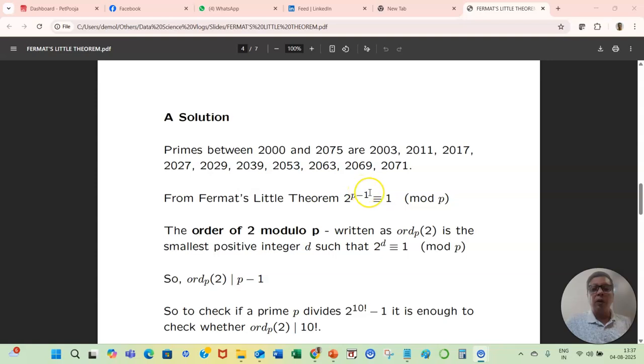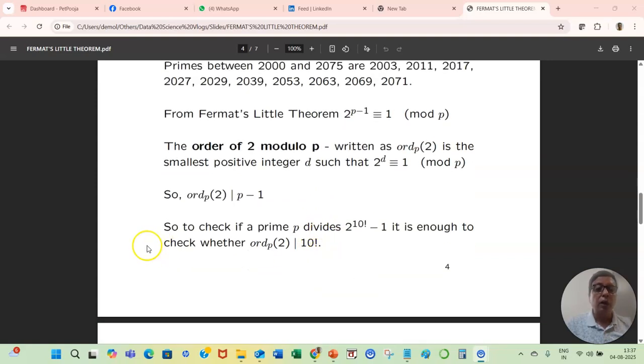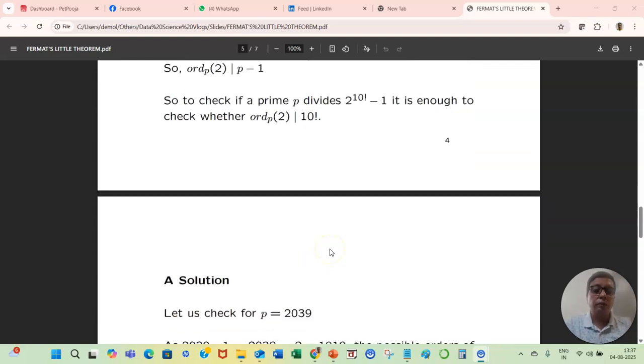We know 2 to the power p minus 1 is equal to 1 mod p, and 2 to the power 10 factorial minus 1, and 2 to the power ord_p(2) is 1 modulo p. So it is saying that ord_p(2) is divisible by p minus 1, but this is not clear to me. So to check whether a prime number p divides 2 to the power 10 factorial minus 1, it is enough to check whether ord_p(2) divides 10 factorial or not.